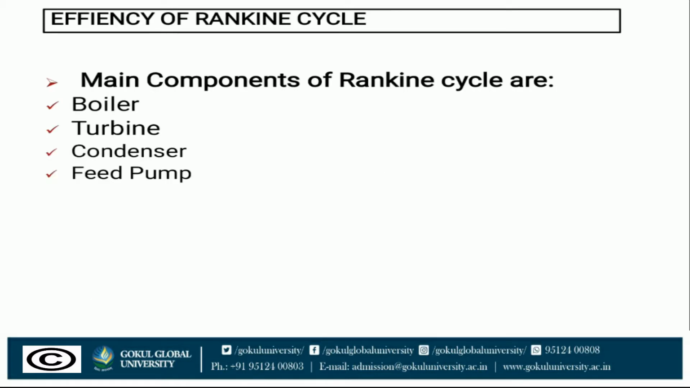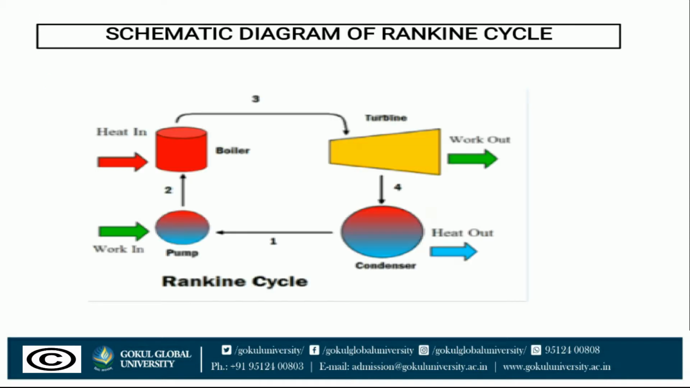Now what is the efficiency of the Rankine cycle? The main components of the Rankine cycle are boiler, turbine, condenser and feed pump. It is the line diagram of the Rankine cycle.